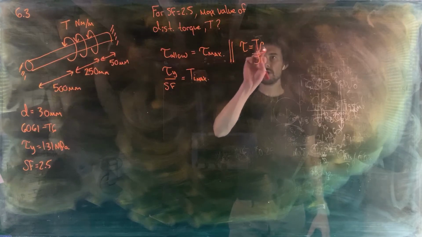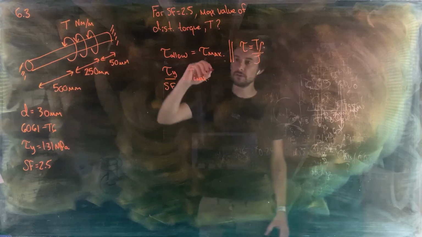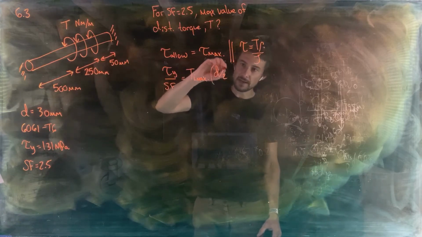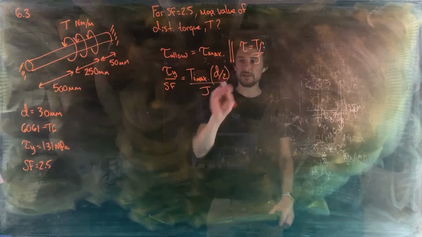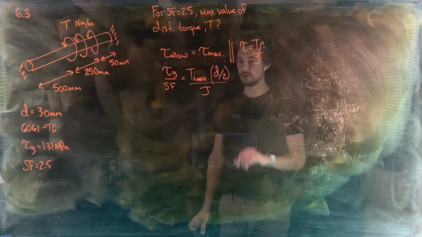The maximum shear stress will occur when variable rho is maximized. And again, that's at the circumference. So this is going to be the diameter divided by 2. And then we've got the radius of gyration down below. Okay.